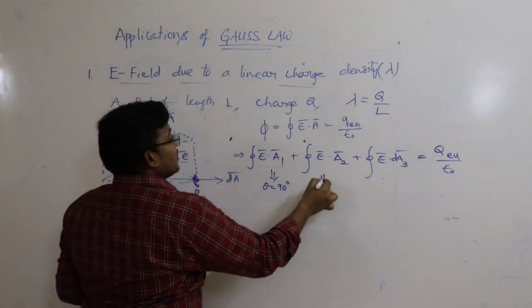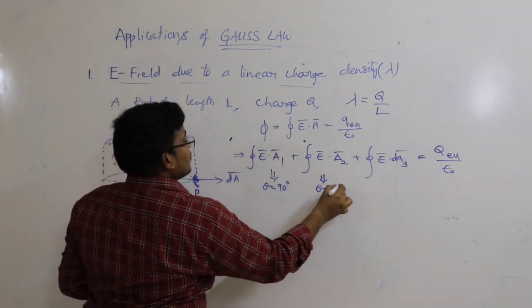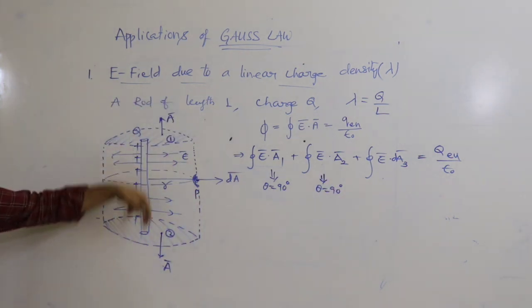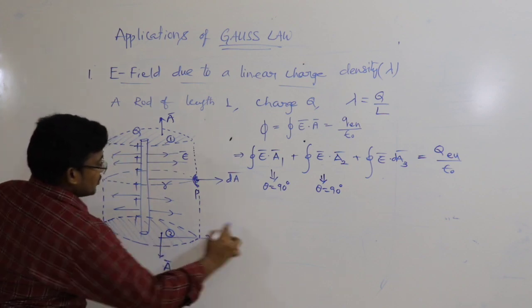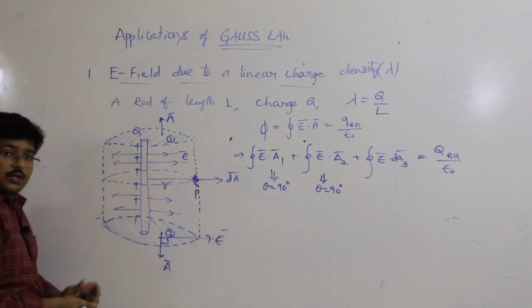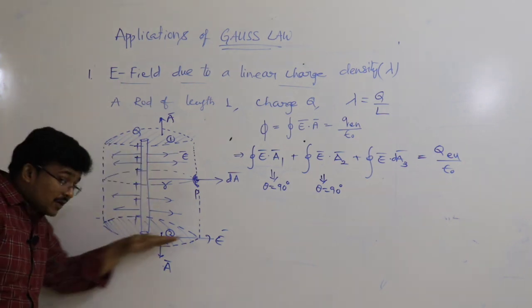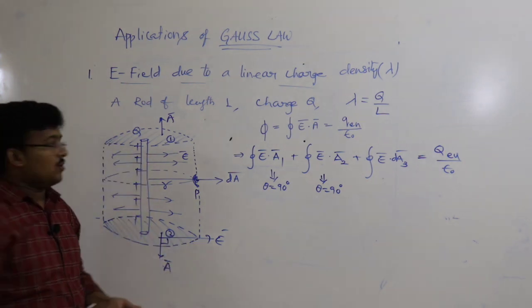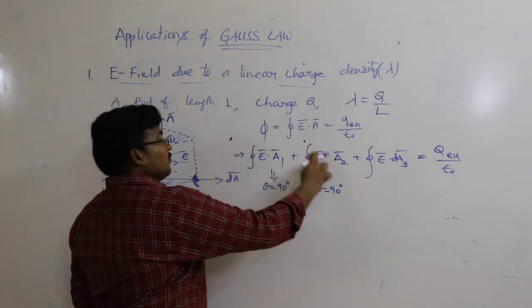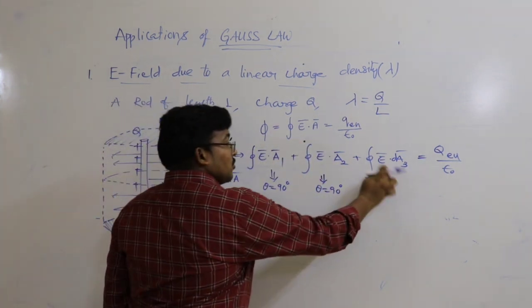And here also theta is 90 degrees. Here also, see, the area vector is like this, the field is like this. So the angle between them is 90. So there are no lines going through. Lines are going in the plane. So flux is 0. So we can take these 2 fluxes as 0. We are left with only this one.